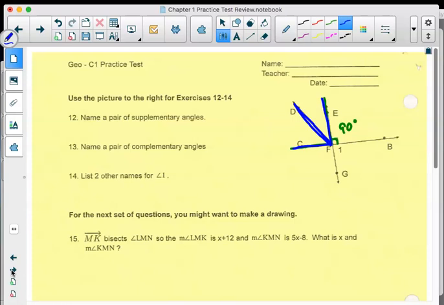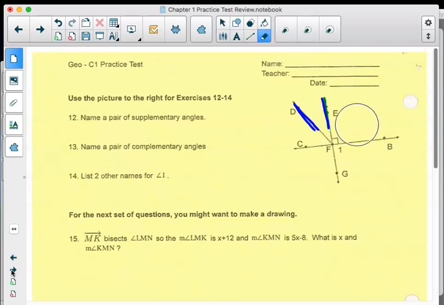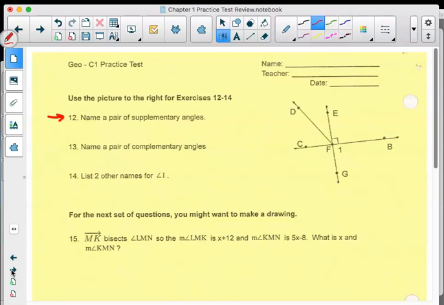Now I have angle 1 is angle BFG, and the other angle that's supplementary to it is angle EFB. But as we do this, maybe what we ought to do is run this over and we'll just do each one as we go. So let's look at 12. Name a pair of supplementary angles.